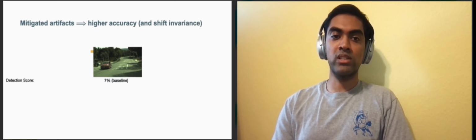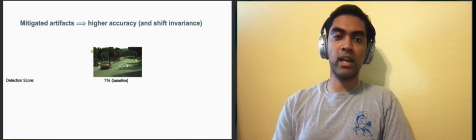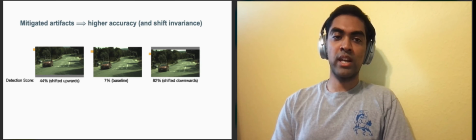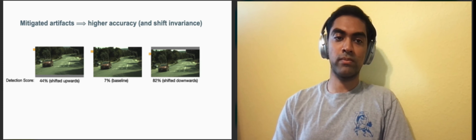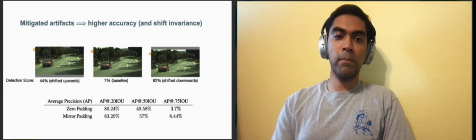The blind spots we identified with random inputs and an artificial stimulus apply to real scenes as well. Here we show a scene where the traffic light in the impact area is undetected. If we shift the scene upwards or downwards, the traffic light becomes detectable. By using mirror padding, which eliminates feature map artifacts that cause blind spots, we significantly improve the accuracy of the detector, as you see in the table.